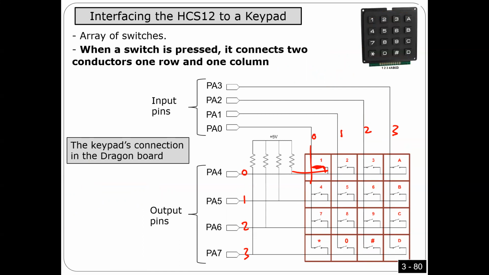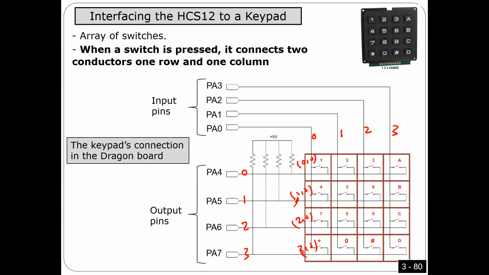So the main idea is that, look here, guys. Every switch has a unique pair of row and column. For example, this one has 0, 0. This one has 1, 0. So this is the row, this is the column. This one is 2, 0. This one 3, 0, and so on. As you see here, every push button has a unique pair of row and column.